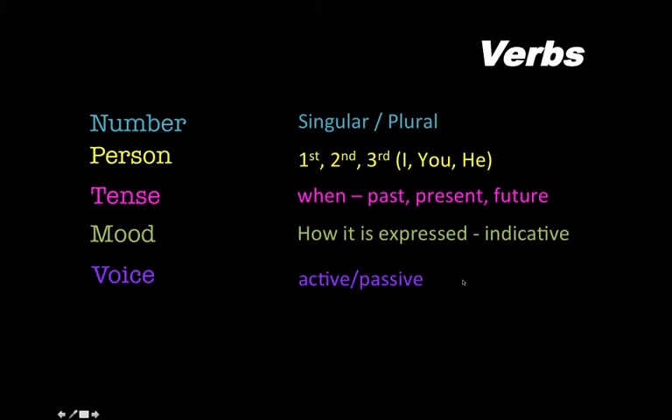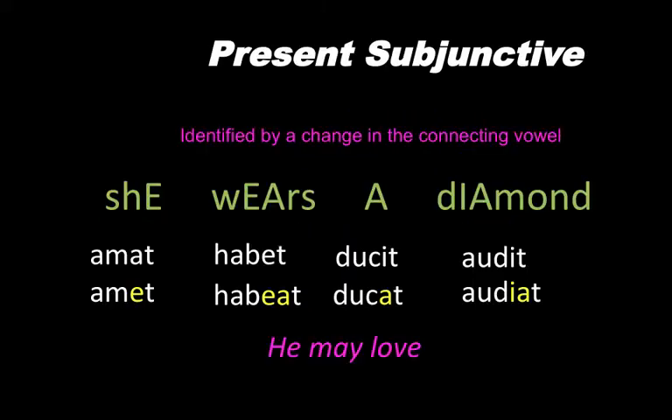The subjunctive mood tends to indicate a wish or a fulfillment or something that has not actually happened. However, it can also be used in a lot of clauses, and we're really going to focus on the clausal use of this verb first before we get into the independent use. There are 4 different tenses of the subjunctive, and the first one that we're going to look at is the present subjunctive. The present subjunctive is formed by a change in the connecting vowel.